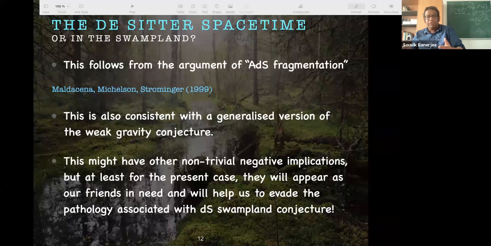But these fragmentations will only appear when the charge is greater than the tension. Because the charge tends to make the brane expand and the tension tends to make the brane contract, there are these two opposite effects. Eventually, Ooguri and collaborators showed that such a brane always exists where the charge is greater than the tension in the absence of supersymmetry. So supersymmetry protects from this fragmentation.